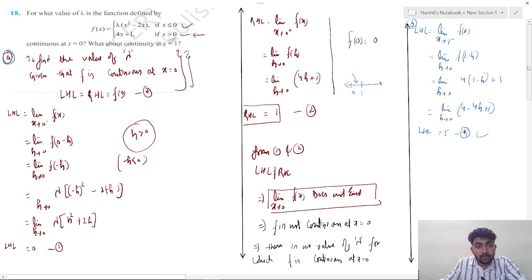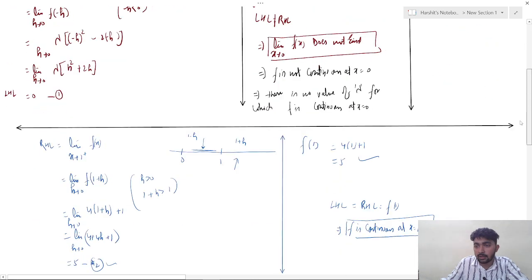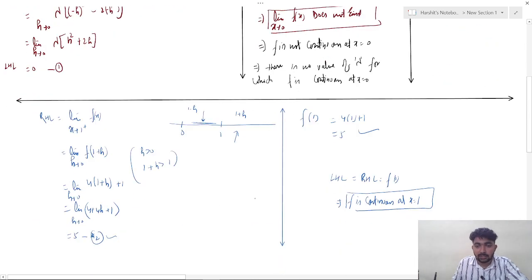Now next, we need to check the continuity at x equal to 1, and we have LHL, RHL, and the function value the same. Hence the function is continuous at x equal to 1. So I hope you understand each step of this question.